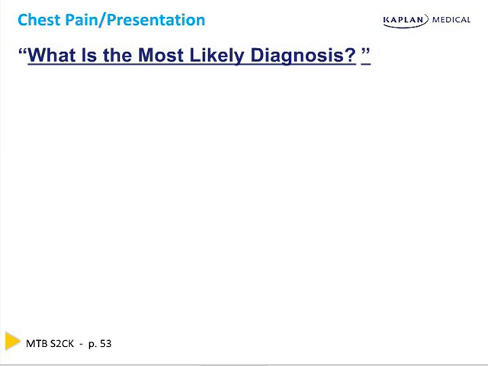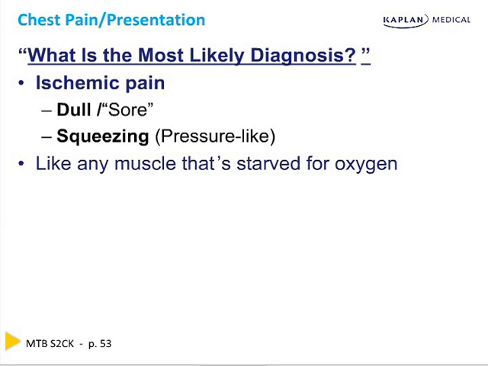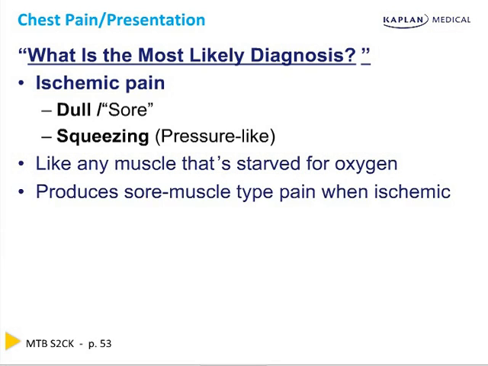How do I answer the what is the most likely diagnosis question? Ischemic pain will have to be described as dull or sore. It's going to feel like being punched. Sort of like if you go to the gym and you exert yourself too much, you lift too much weights, you run too much, and it's sore because the heart's a muscle like any other. And it's described as squeezing or band or pressure-like any other muscle that's starved for oxygen. It gets sore when it's ischemic.